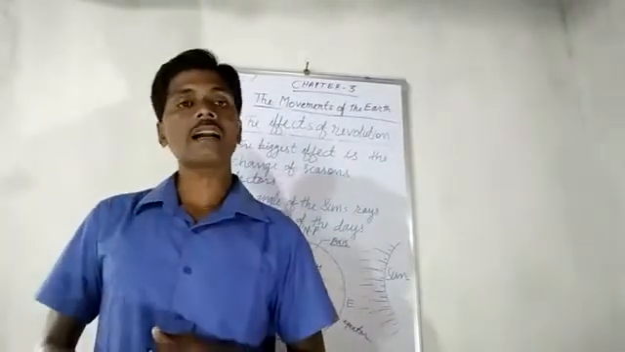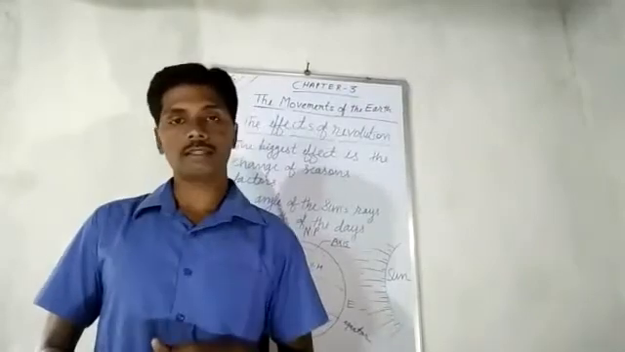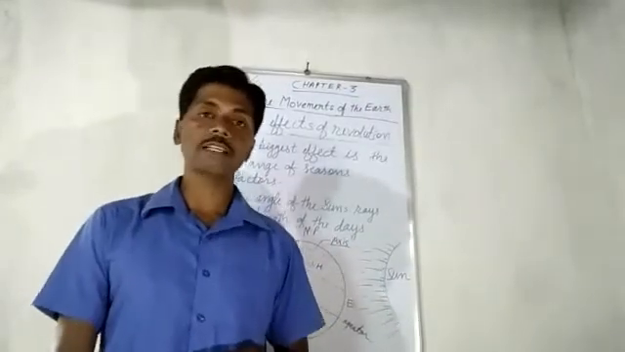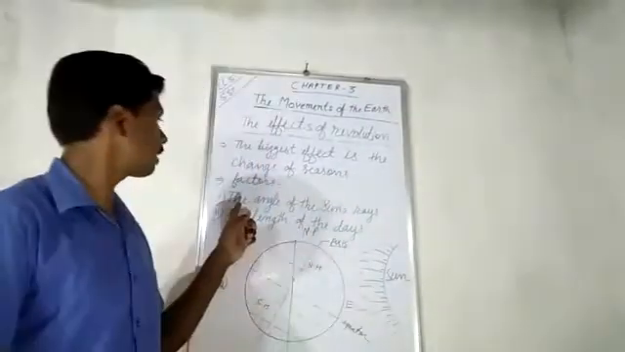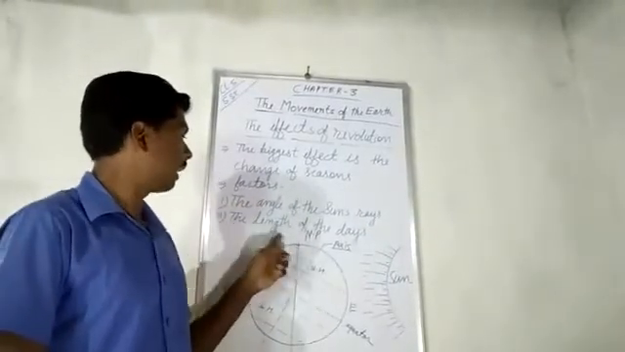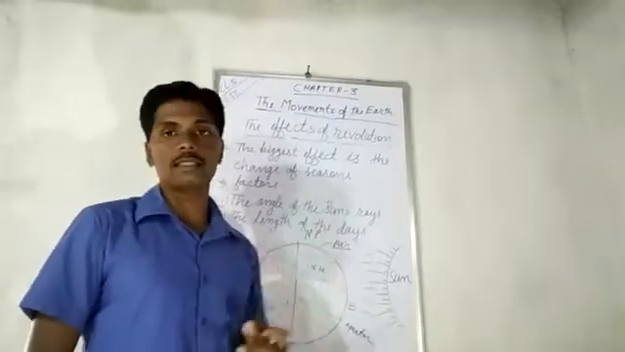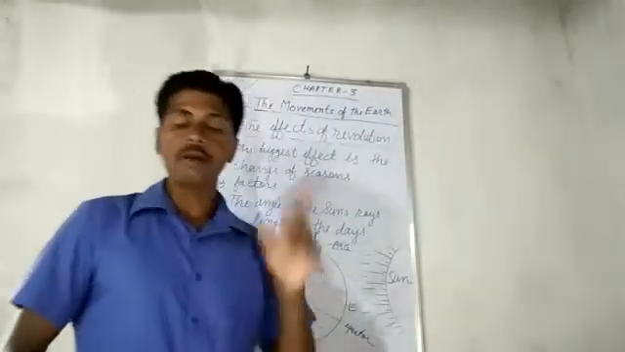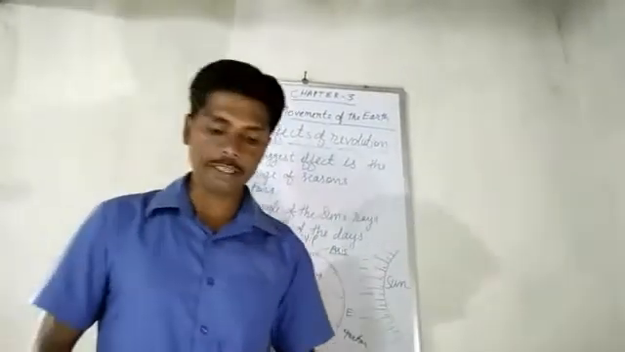The seasons are affected by two factors. The factors are the angle of the sun's rays and the length of the days. These are the two factors by which the seasons are affected.